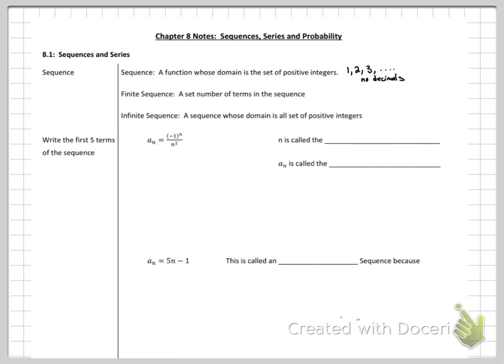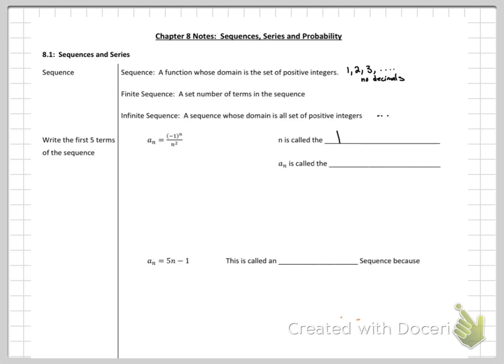Then a finite sequence is a set number of terms in the sequence. An infinite sequence is a sequence whose domain is all the set of positive integers. So a finite sequence might be like the first 15 terms, but an infinite sequence goes on forever, and that's what these little dots imply, right? That it's going to keep going forever. So some of the first things we're going to make you do is write the first 5 terms of a sequence. So just some vocab.